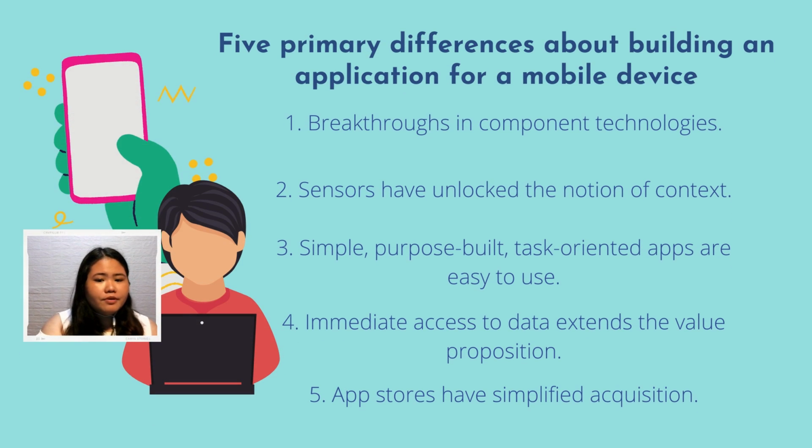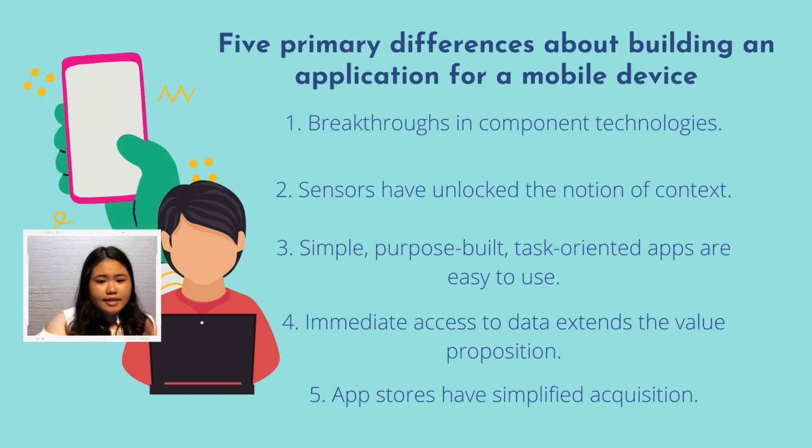There are five primary differences when building an application for a mobile device. So first, breakthroughs in component technologies. Mobile devices require multiple components that are not only smaller, but more energy efficient than those in full-size computers such as laptops or desktops. For example, low-power CPUs combined with longer-life batteries, touchscreens, and Wi-Fi enable very efficient computing on a phone, which needs to do much less actual processing than its full-size counterparts.